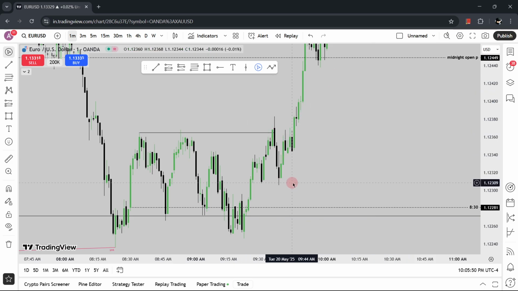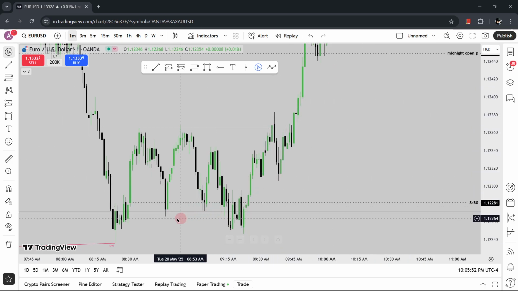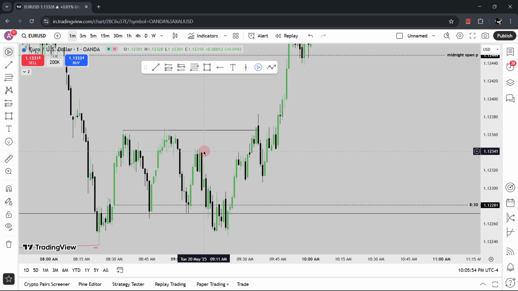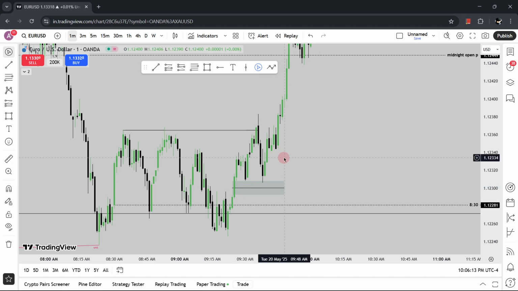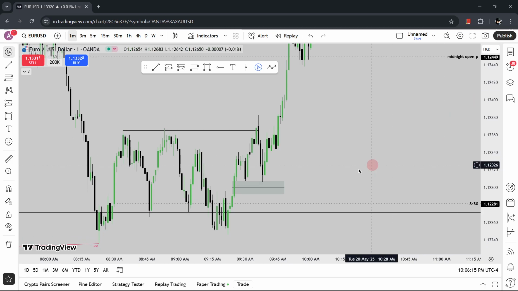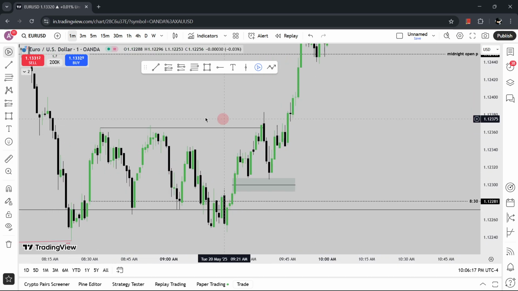Look at these two relative equal highs. There is a short term high here with this fair value gap here. I want you to notice how the market reacted up here. There is this fair value gap which got completely respected.